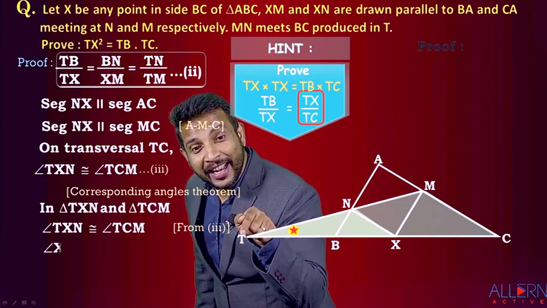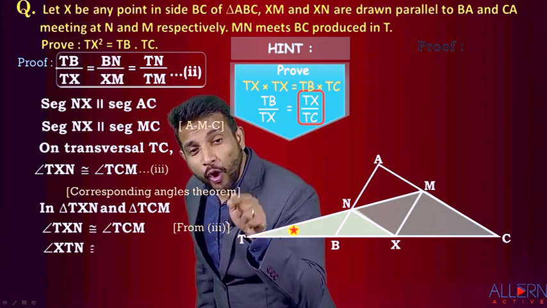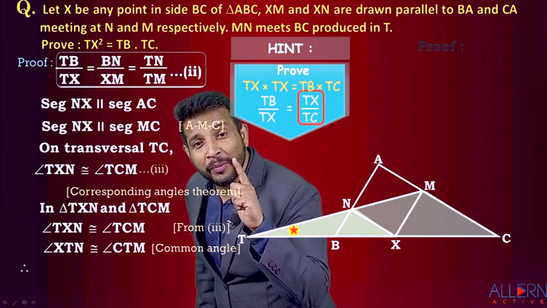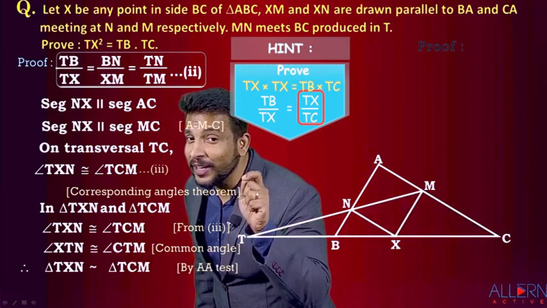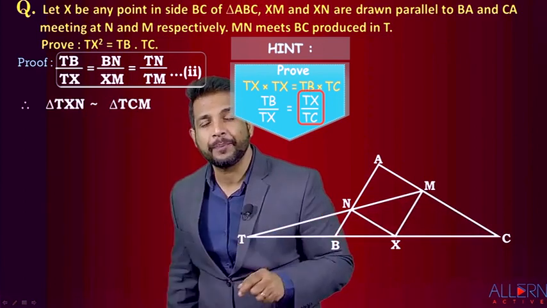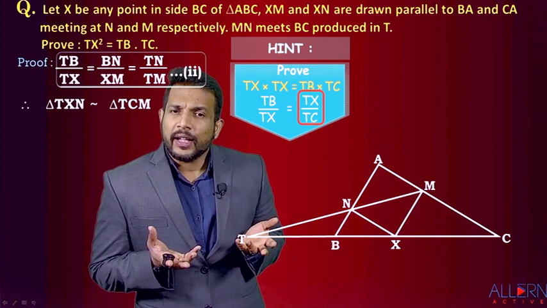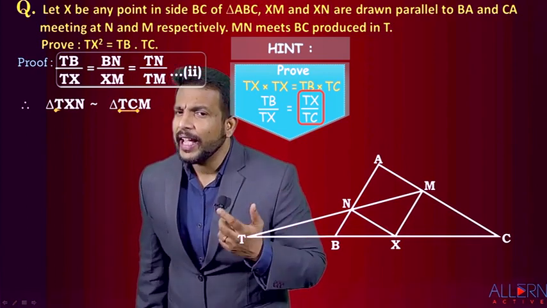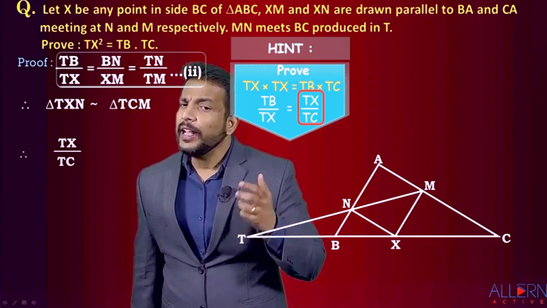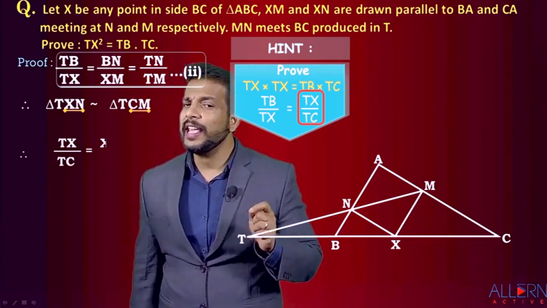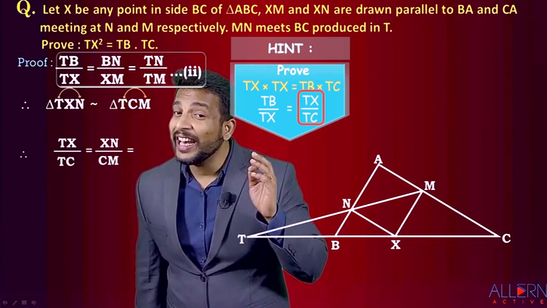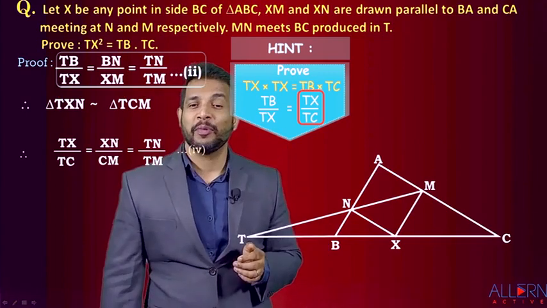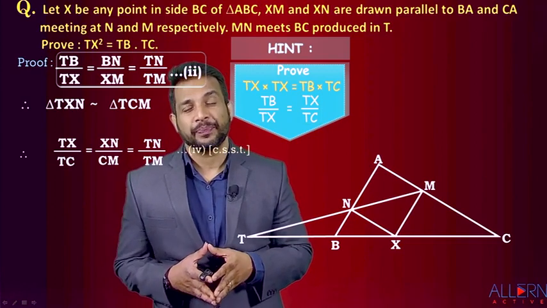Next one is a common angle. That is angle XTN is congruent to angle CTM. And the reason is common angle. Therefore, we get both the triangles to be similar. And the triangles are similar. Reason is by AA test of similarity. Why did we prove the triangles similar? To get the ratios equal. Let's write all the 3 ratios equal. So we get TX upon TC is equal to XN upon CM is equal to TN upon TM. These ratios are equal. And let's say that's our result number 4. And the reason is CSST.